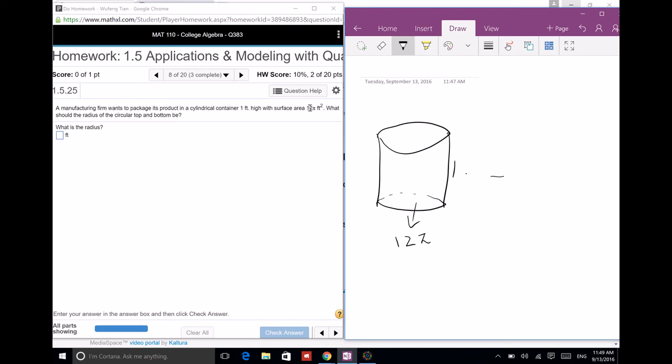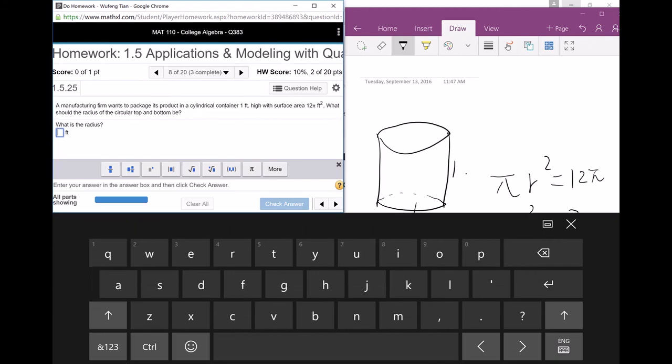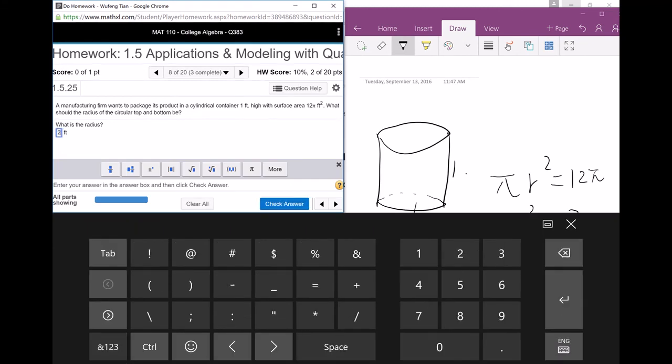So basically we have pi r squared as the area, which equals 12 pi, and then r squared equals 12. Well, r equals the square root of 12, so it's 2 square root of 3. Let me see, I don't see anything for square root. How do I type it in? Okay, let me try it and see if it's right. 2 square root of 3. Check the answer.